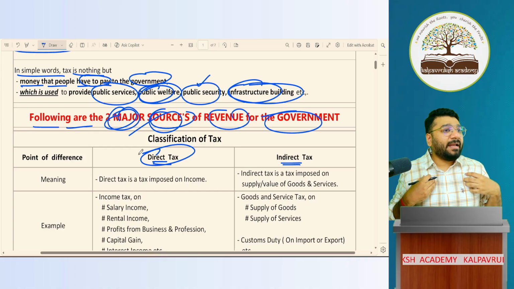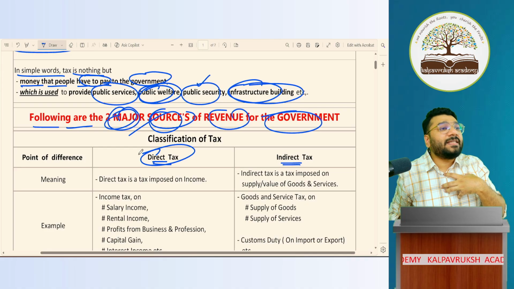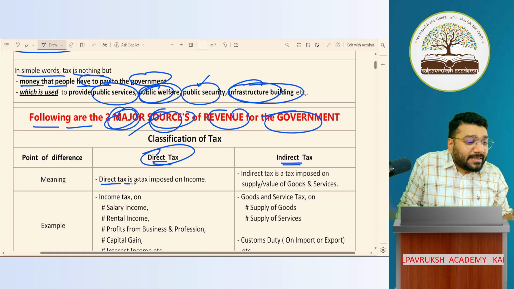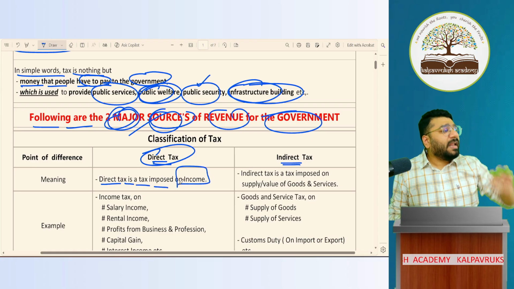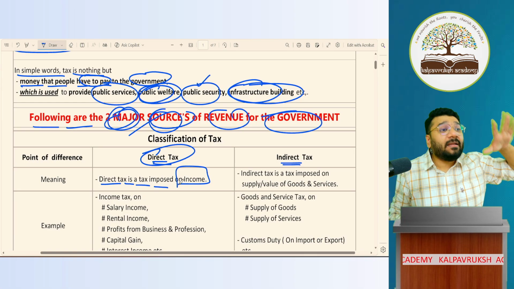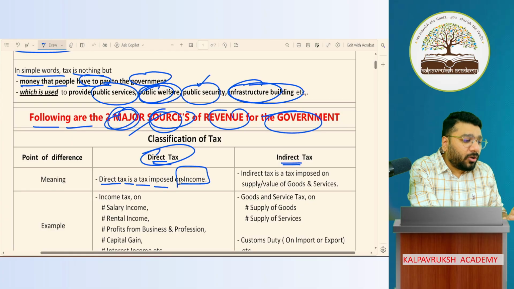If I'm earning income, income tax will directly attack my income. That is called direct tax. That is called income tax. Direct tax is a tax imposed directly on income. So whenever we pay any tax on income, that is called income tax. That is called direct tax. Okay?